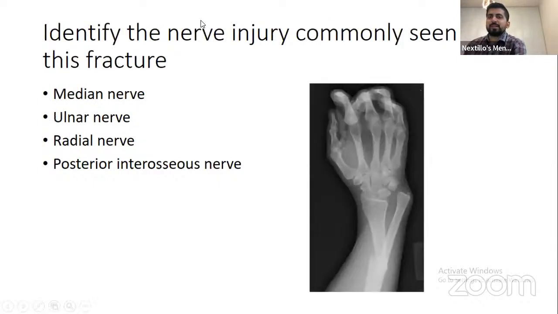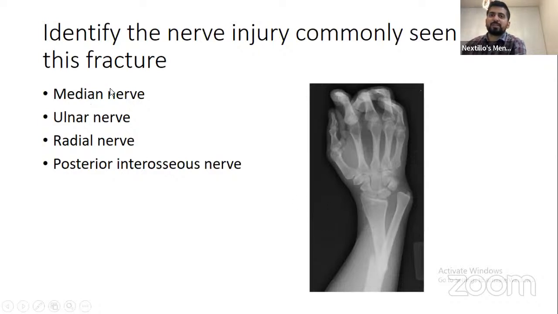Okay, so this is another interesting question. Identify the nerve injury commonly seen in this fracture. So this question has basically two parts. And as I elaborate upon this, you can very well go and answer this question. This is the question of the day, the last question of the day. And if you can see here, what you see is a fracture of the distal third of the radius and dislocation of the distal radioulnar joint. So this is a Galeazzi's fracture.